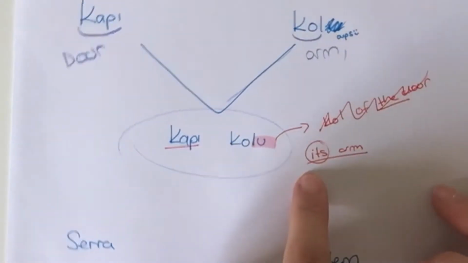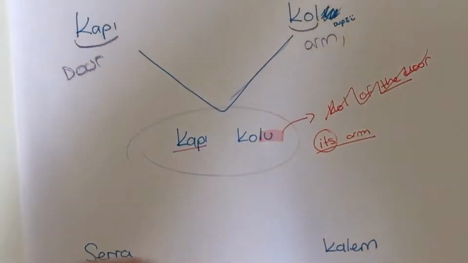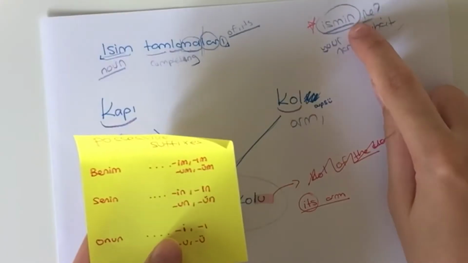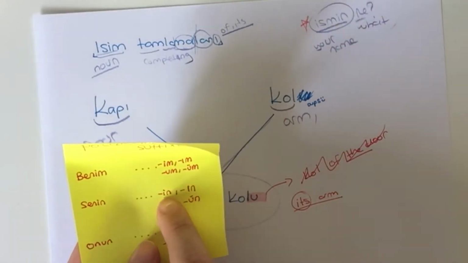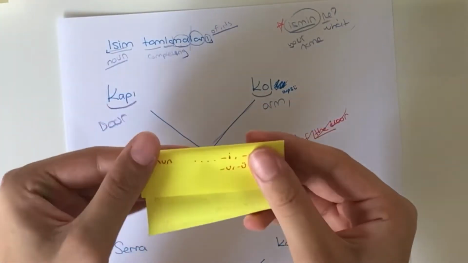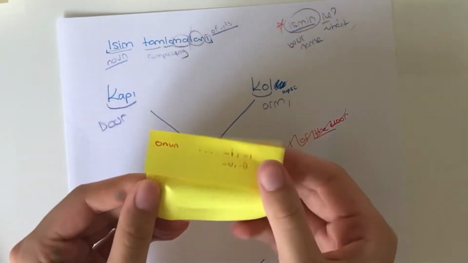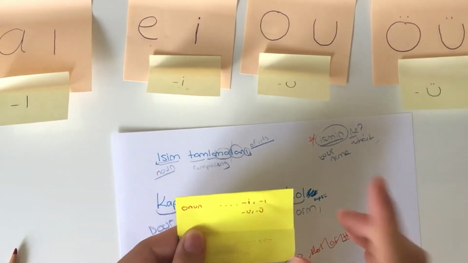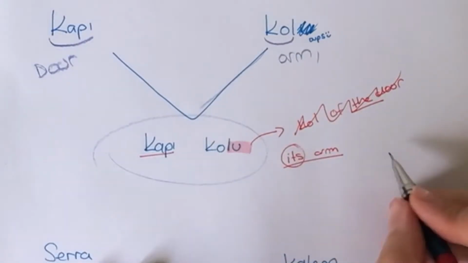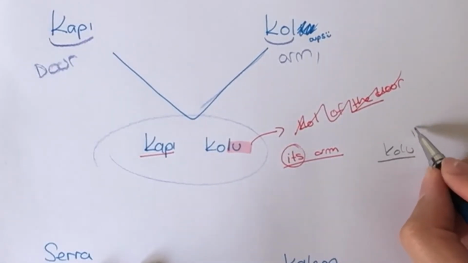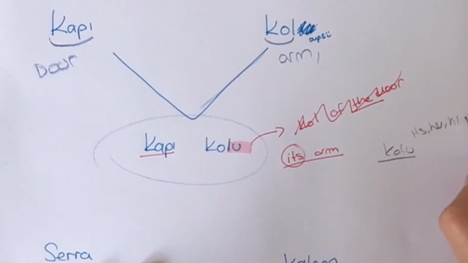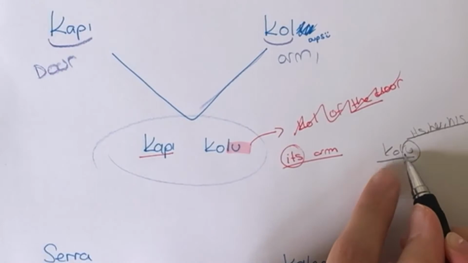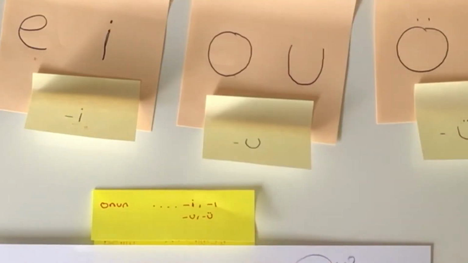So we want to emphasize that this kol belongs to the door, not to me, not to you, but its. So here I wrote some possessive suffixes for you. It's benim, ismim, as we said, ismin, we said here, we used it. But today we're going to be talking about only onun, okay? We use the same rule we use here. We check the last vowel and use these. Kol of kapı. So if I say kolu, I mean its, her, his kol. Same rule. We check the final vowel, O, and O gets U, so we say kolu.